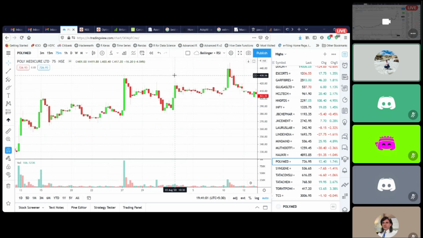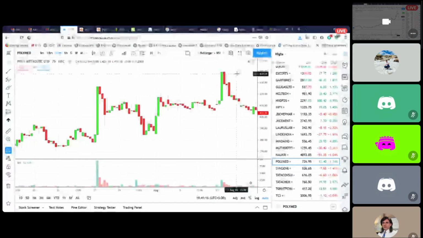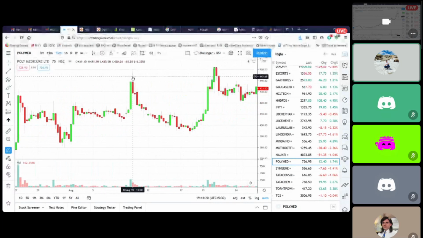And I set my booking at 432 itself, the previous high. And it just went and hit the high here. So I got my trade executed at 432 in this candle. Now this was 3rd August to 10th of August, a one week holding trade. And same thing, now this new high was at around the 447 region.